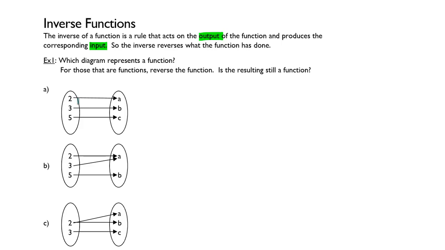Notice that in example 1, 2 maps to A, 3 maps to B, and 5 maps to C. This is a function because every input has a unique output, where the domain are your inputs and the range are your outputs. If we look at 2 mapping to A and 3 mapping to A, that is also allowed, because comparing one domain value to another domain value can produce the same range value.